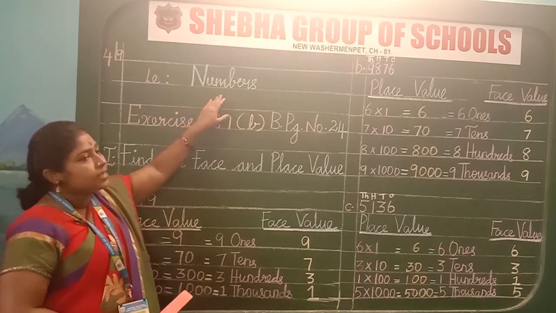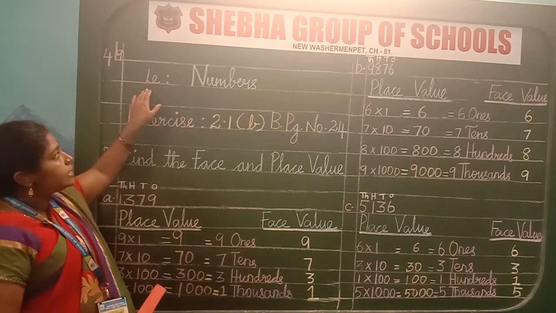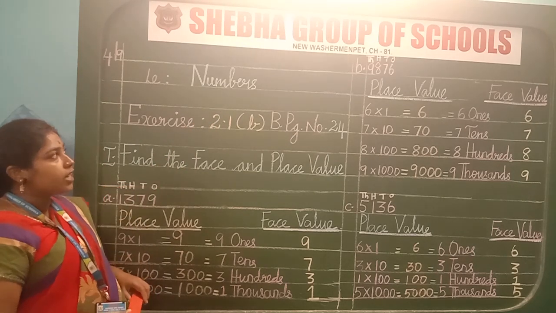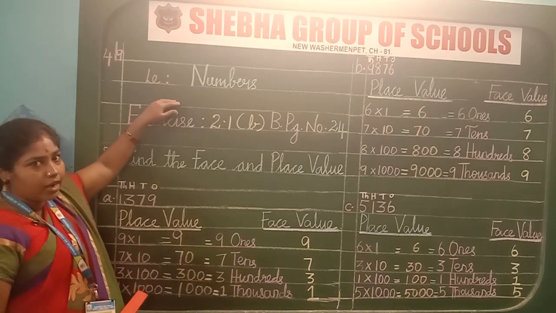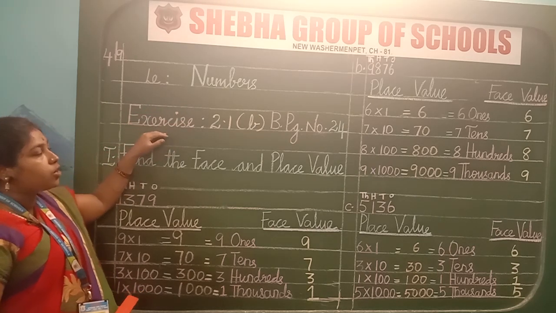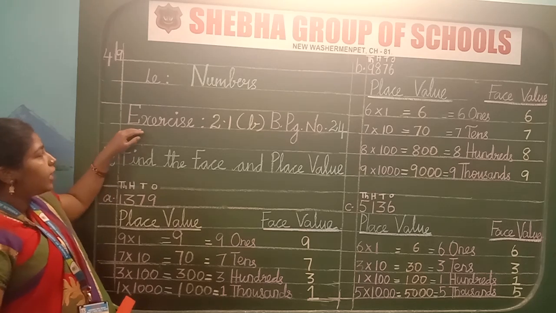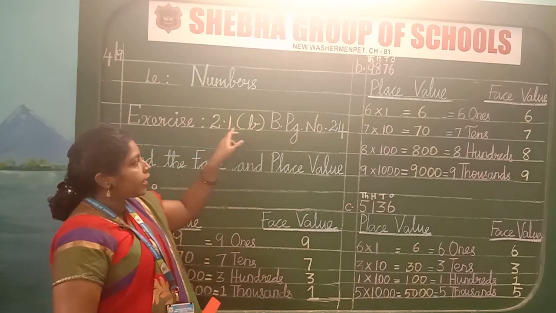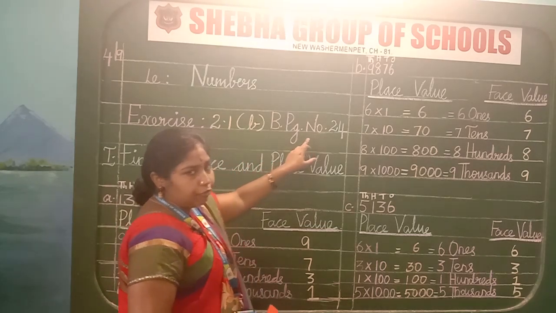Lesson name as Numbers. N should be in capital. So, lesson Numbers. Write neatly, children. Touch the line and write. After writing the lesson name, leave one line. We have to mention what exercise it is and the book page number. Write the exercise 2.1 (B), bracket should be done for B, and book page number 24.